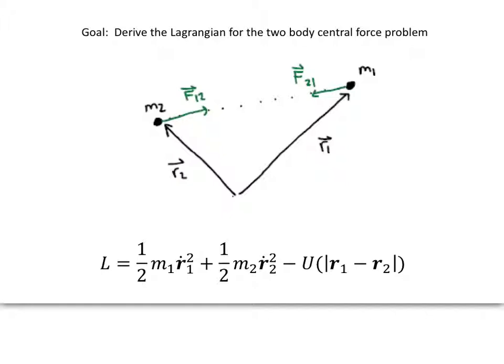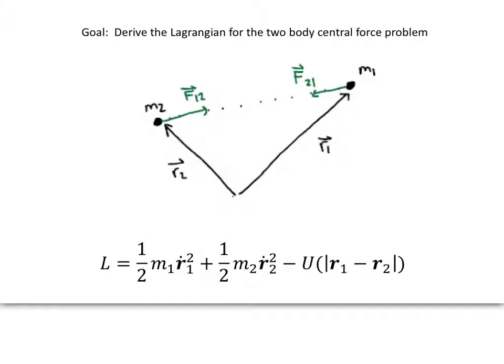Now let's get back to the problem at hand. We have these two bodies interacting via a central force, as shown in the diagram. The goal is to find the Lagrangian for the system so that we can ultimately find the equations of motion. Thus, we might write down the Lagrangian as the kinetic energy of the two bodies minus the potential energy U due to the central force between the two bodies. This Lagrangian, while simple to write down, is a function of 6 coordinates, 3 coordinates for each of these displacement vectors.